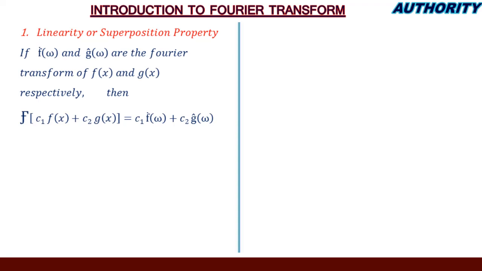When you apply the Fourier transform operator on f of x, what comes out is what? The Fourier transform. We say F of omega. Now it has its own symbol. All right, good. So this is the first property.